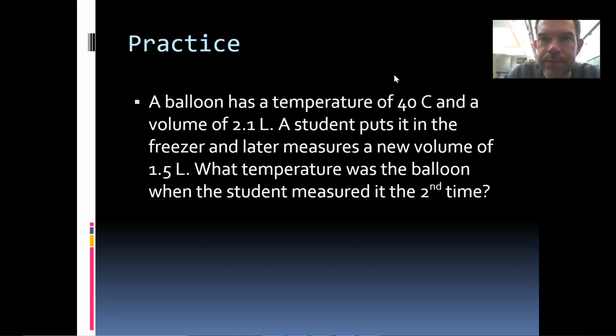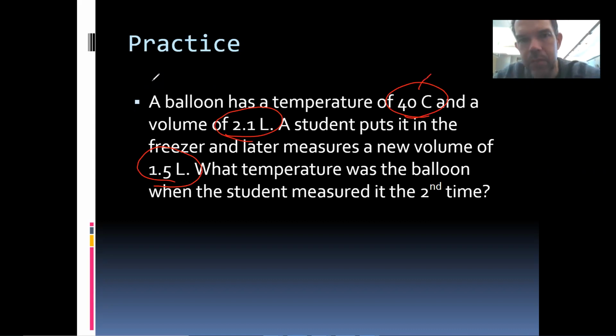Okay, final one. A balloon has a temperature of 40 degrees Celsius and a volume of 2.1. A student puts it in a freezer and later measures the volume at this. What is the temperature of the balloon when measured the second time? So we need to convert this. Remember, 273 plus C equals Kelvin. So we need to add 40 degrees plus 273, and that gives me 313.